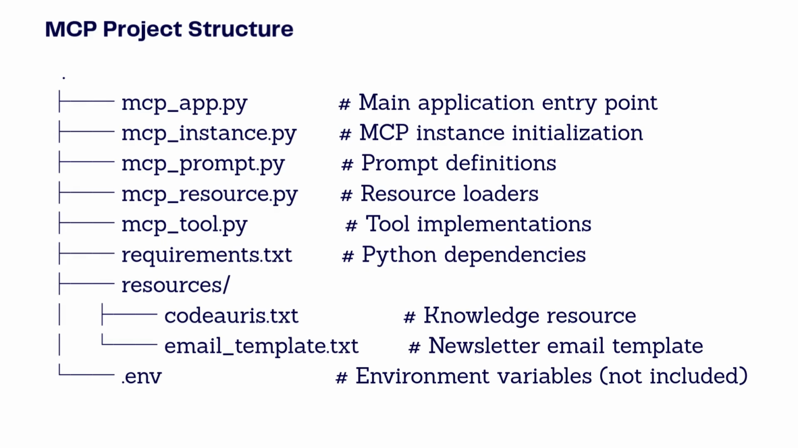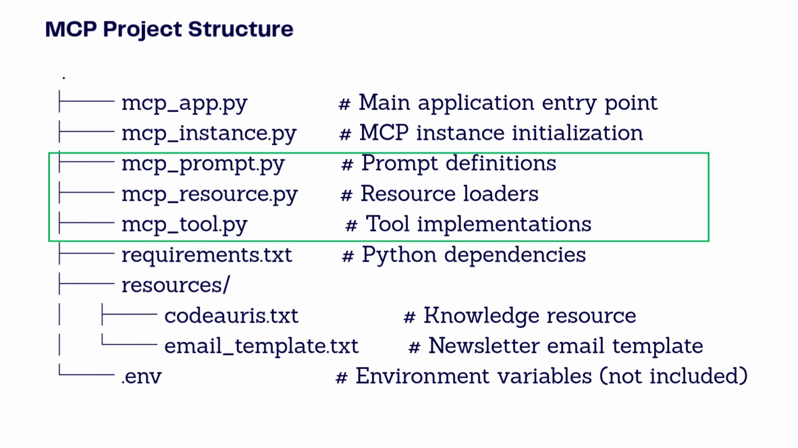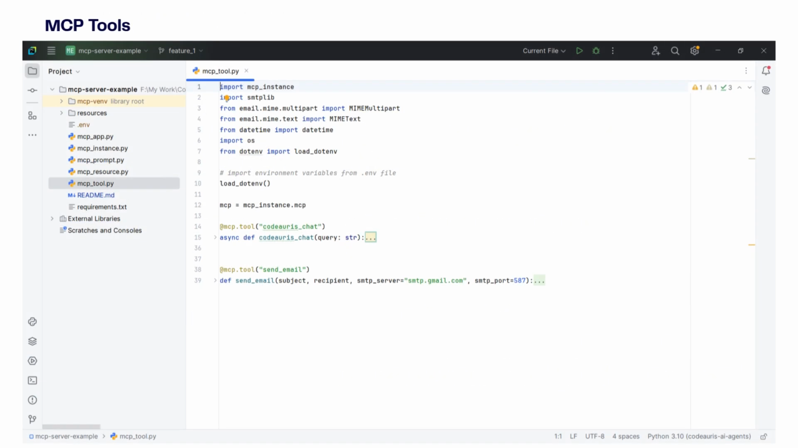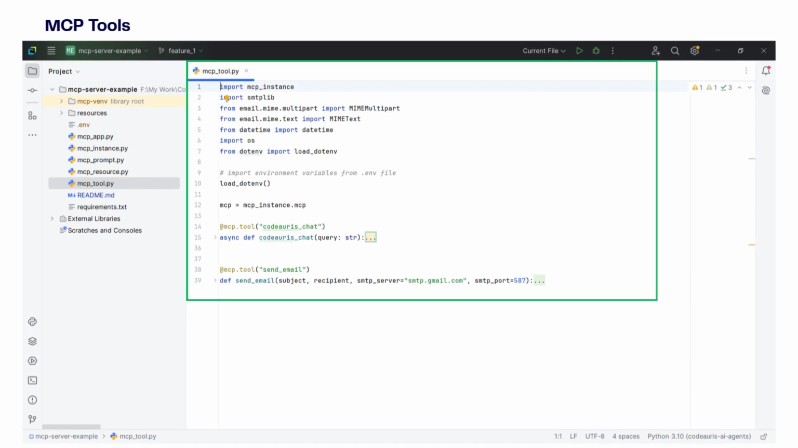Next, we have our route and handler definitions, which are spread across three main files: MCP tool, MCP resource, and MCP prompt. Let's start with MCP tool. This file contains all our tool implementations. Tools are special functions that extend the server's capabilities, allowing the model to perform useful actions like searching data, sending messages, or interacting with external services. Each tool defines a clear input, output, and logic for how the MCP server should process that request. In our example, we have implemented two tools, a text search chat tool and an email sending tool.